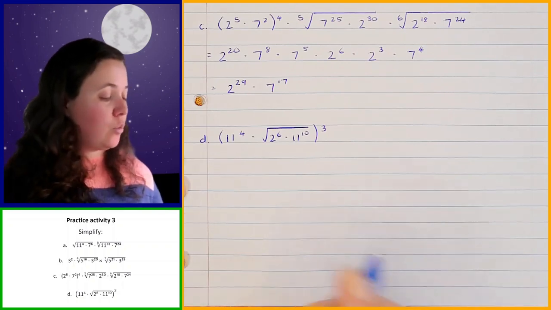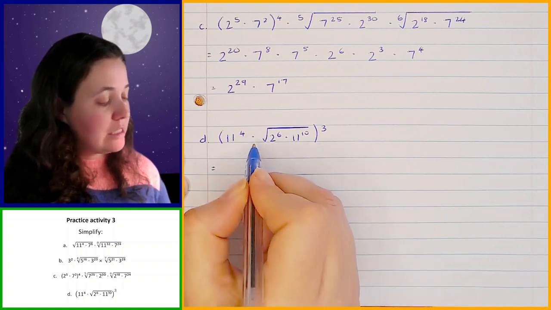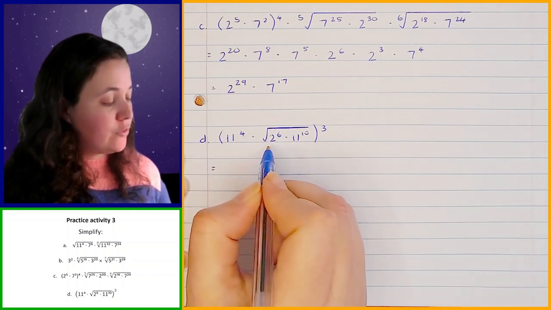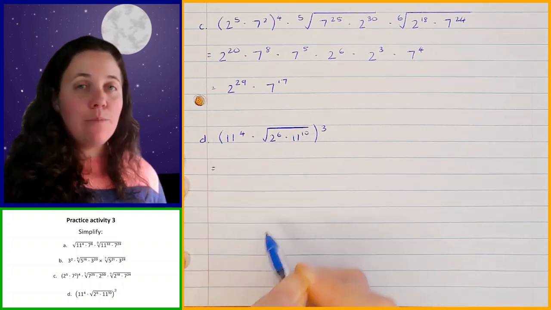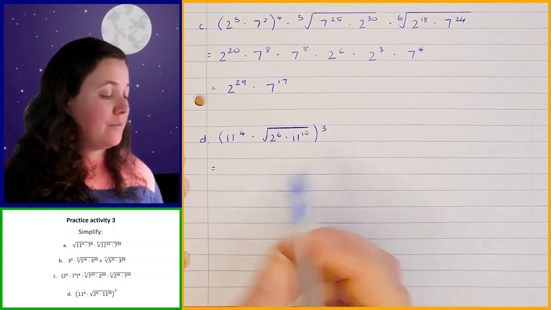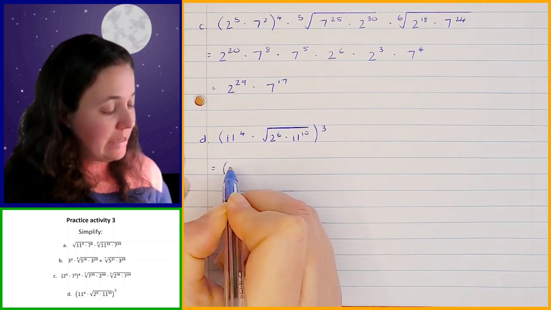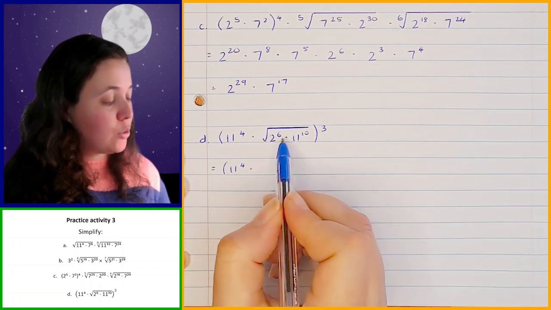And then the last one, we've got 11 to the power of 4 times the square root of 2 to the power of 6 times 11 to the power of 10. And all of that is in brackets and it needs to be cubed. So first we have to simplify what is inside here. Okay, so inside here, the 11 to the power of 4 is going to stay as it is, and I'm going to multiply that by the square root of each of these.